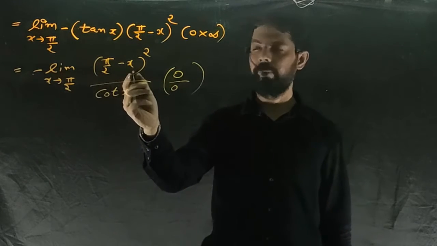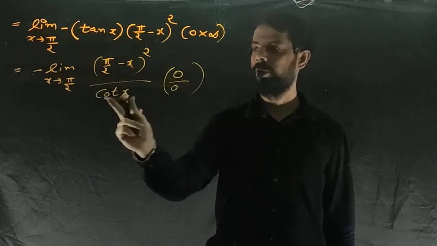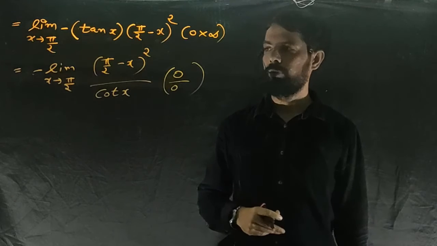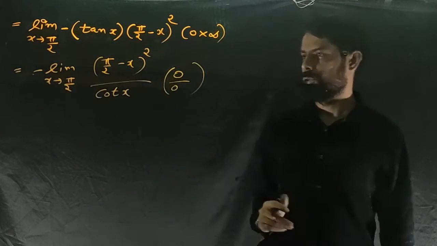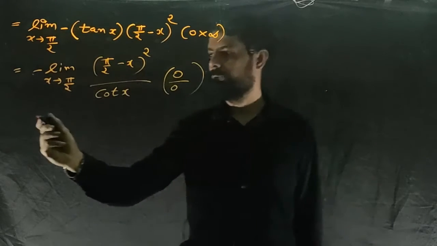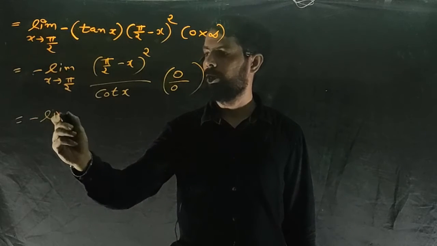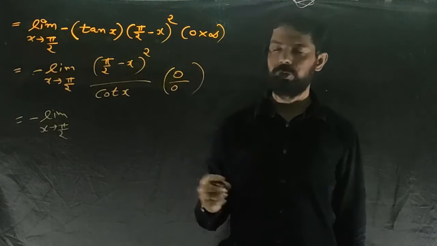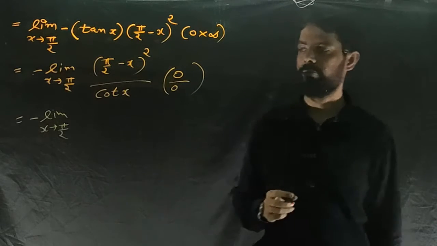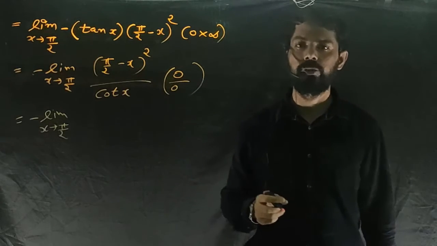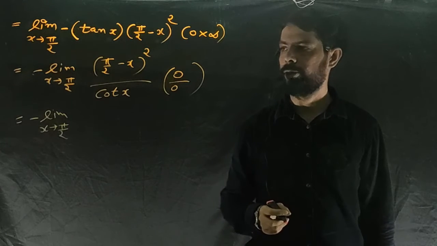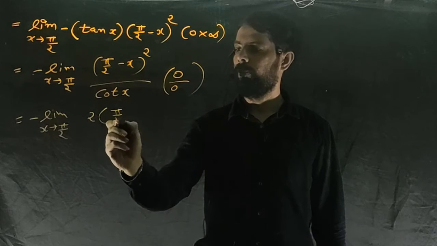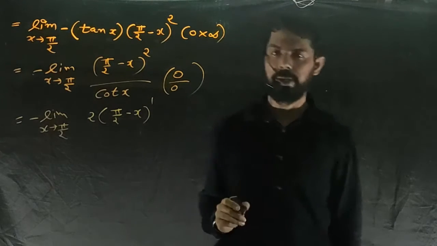If we replace x by pi by 2, then pi by 2 minus pi by 2 is 0, and the value of cot pi by 2 is also 0. So now we can use L'Hopital rule. By L'Hopital rule, taking the derivative of the numerator, that is (pi by 2 minus x) whole square, using the formula derivative of x raised to n is n into x raised to n minus 1, here it will be 2 into (pi by 2 minus x) whole raised to 1.